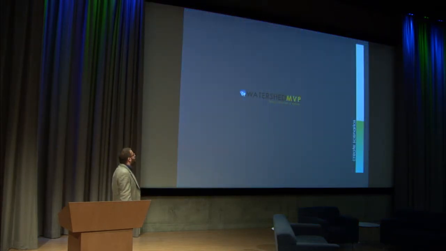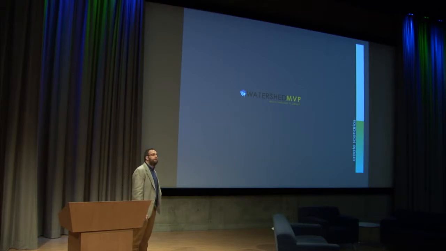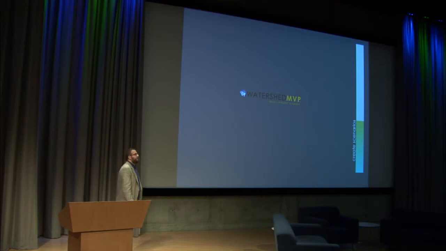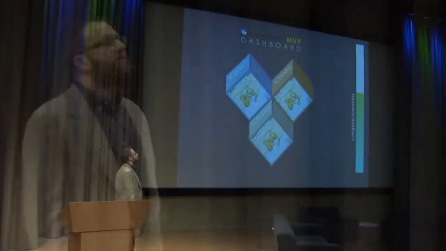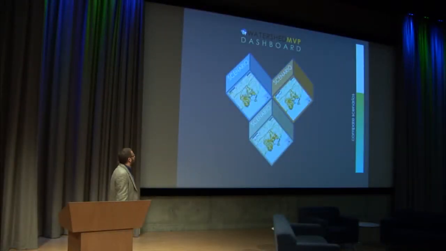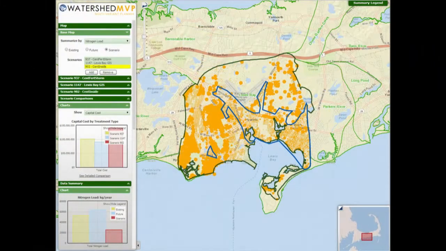So what ended up happening was this was really just one scenario at a time. And our planners and our engineers were building scenario after scenario after scenario, and it was getting very difficult to compare scenarios, and the list of all the scenarios was getting very large. So we decided, how are we going to be able to compare different scenarios to each other? So then we took Watershed MVP even further and created Dashboard MVP.